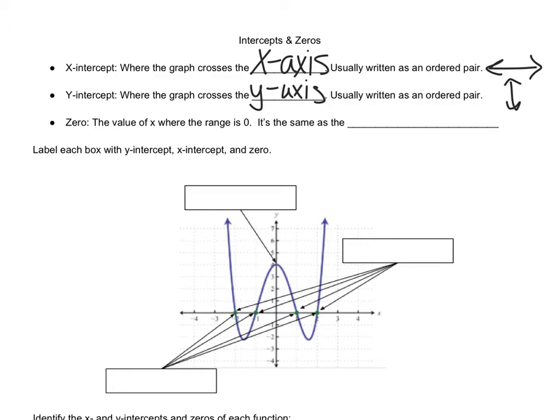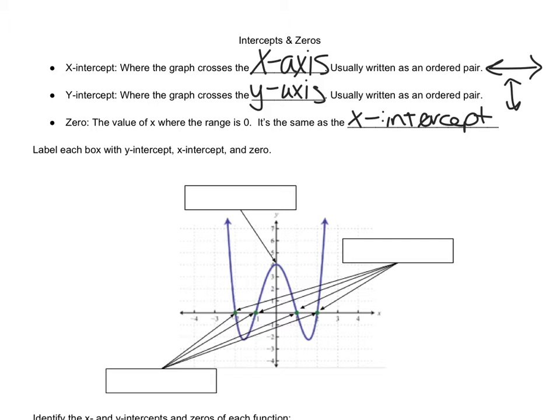Okay. The zero. Zero is maybe not as intuitive. It's basically where your function's value is zero. So in other words, it's the value of x when the range is zero. So it's not above or below. It's right on that horizontal line. So basically, it's really the same as the x-intercept. So if you can find the x-intercept, you have found the zero on your graph.